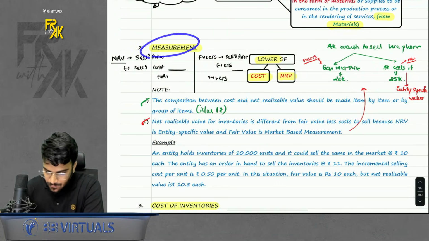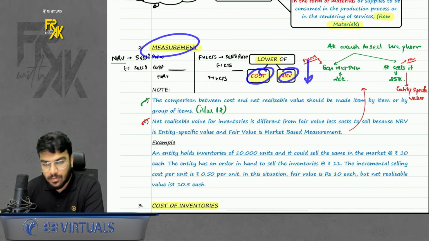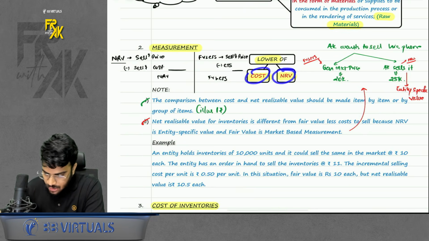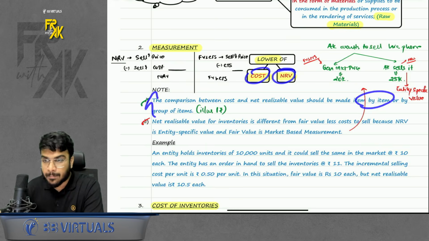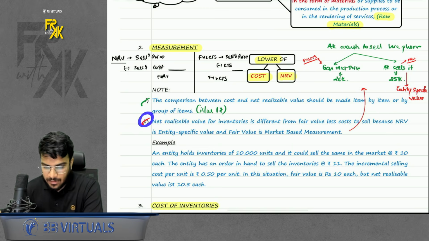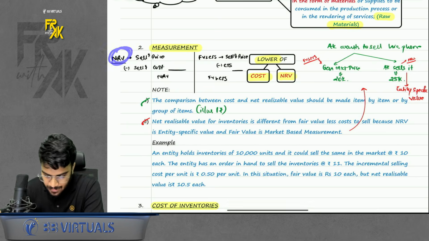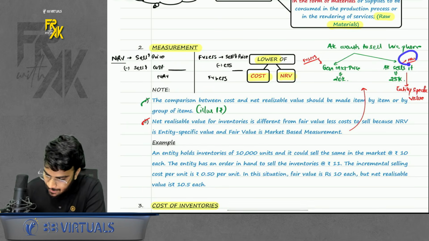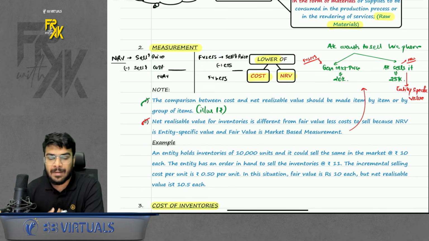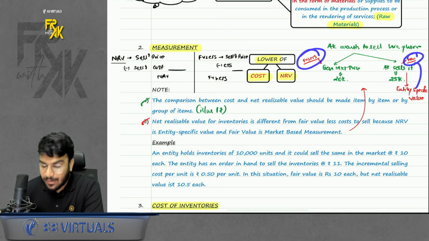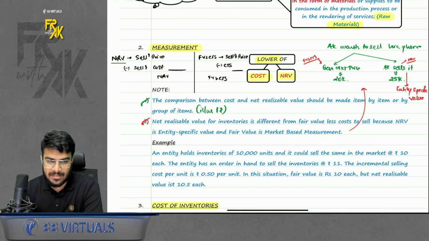Then measurement. You will measure at cost or NRV, whichever is lower. When comparing cost and NRV, you can do item by item comparison or group of items comparison, any way you like. We discussed this in illustration number 17. Also, the second point: what is the difference between NRV and FVLCTS? Do remember, NRV is an entity specific value. For example, if I sell it, how much will I get? Entity specific value. And FVLCTS is the general market selling price. If anyone normal sells it in the market, how much they will receive.